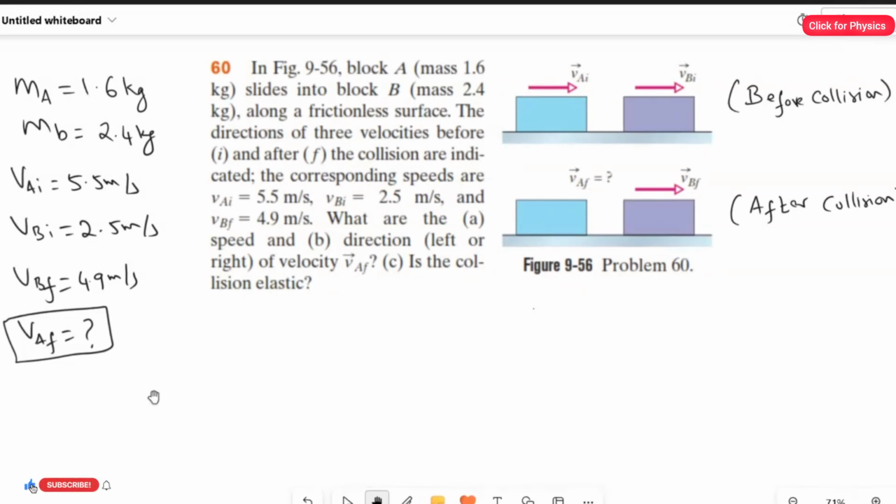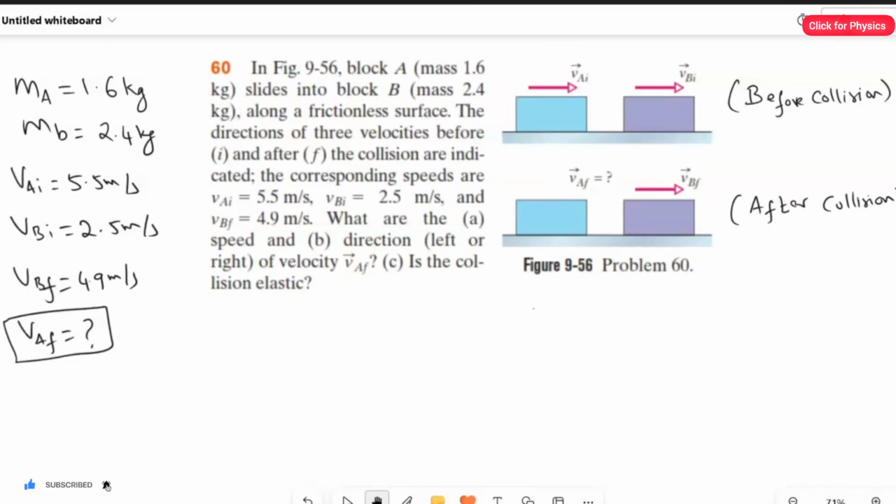I already wrote the given first. The mass of block A is 1.6 kilograms. The mass of block B is 2.4 kilograms. And VAI, that means block A's initial speed, is 5.5 meters per second. Likewise VBI is 2.5 meters per second. And VBF, after the collision, block B's final speed is given as 4.9. So what do we have to find? We have to find the final speed of block A.